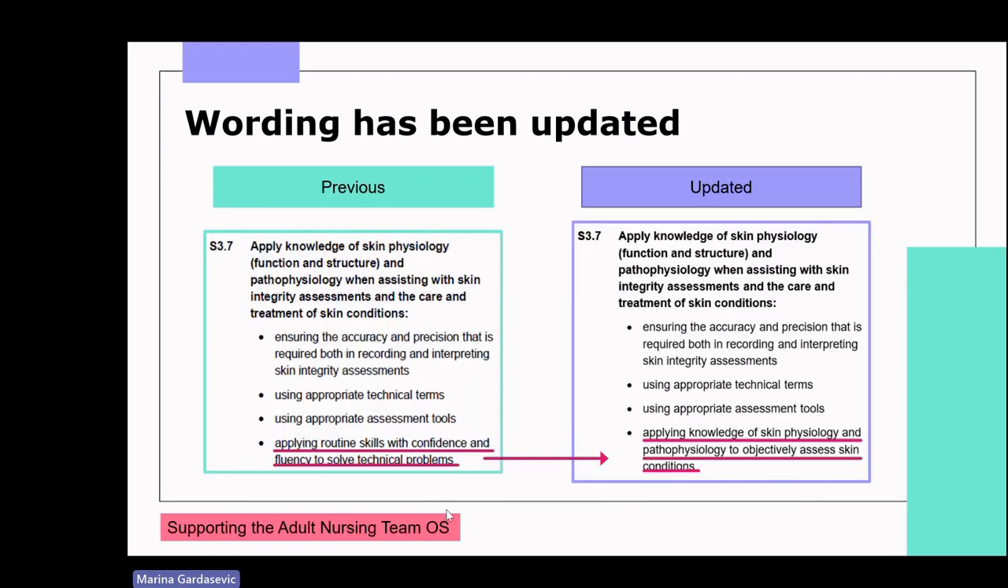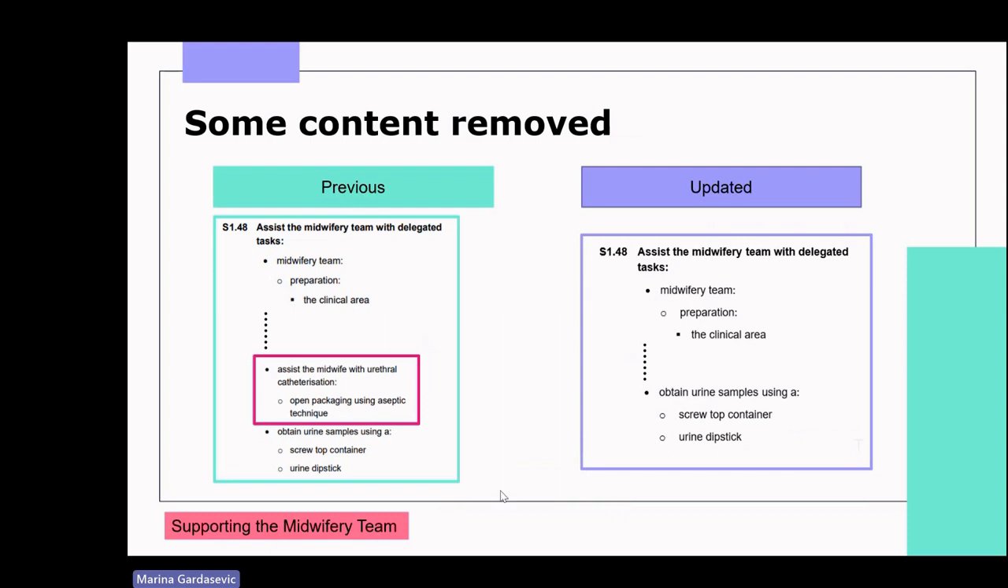In this further example for supporting adult nursing teams, the final bullet point of S3.7 has been updated to provide more clarity to support you in your teaching and delivery. For the criteria of some content removed, in this example from supporting the midwifery team, the skill of assisting with urethral catheterization has been removed, as it was felt that it lacked relevance and realistic expectation to the current level 3 vocational skills of students. And unless they were specifically trained, they wouldn't perform catheterization.